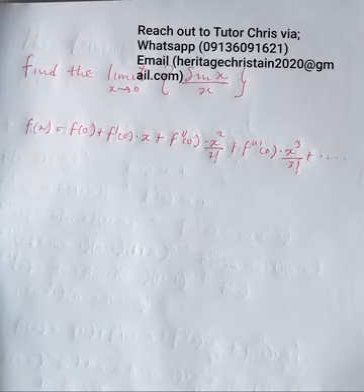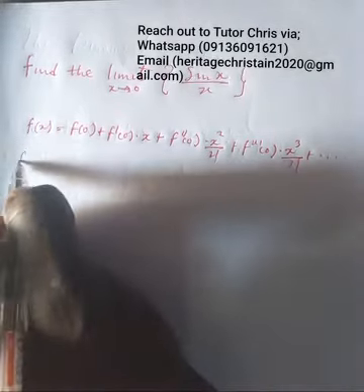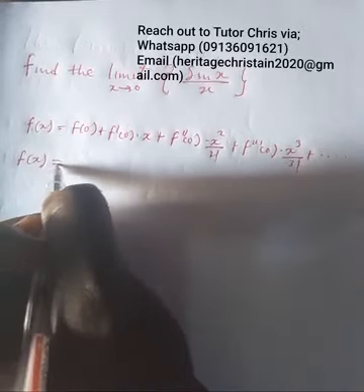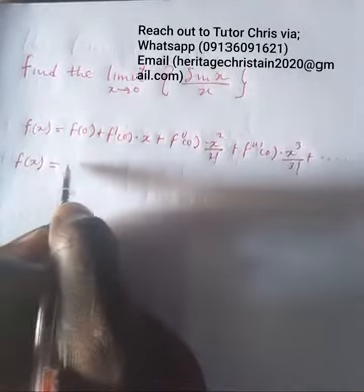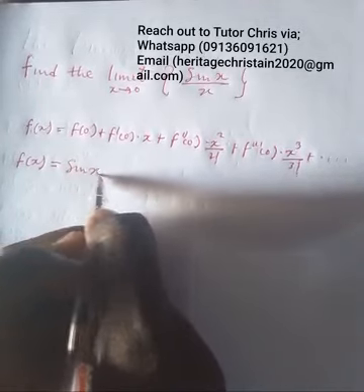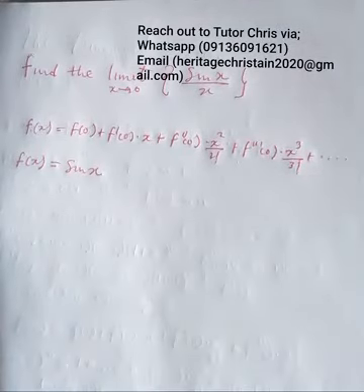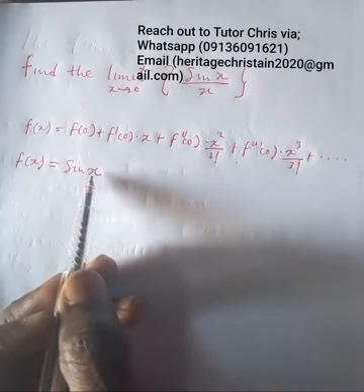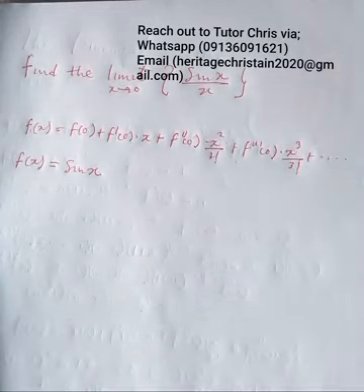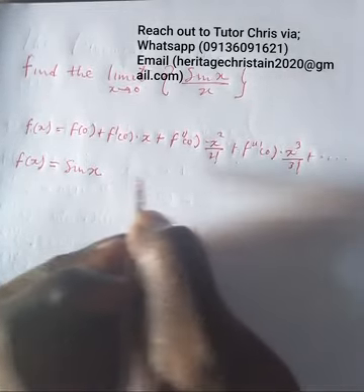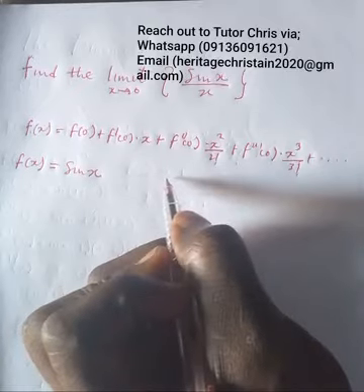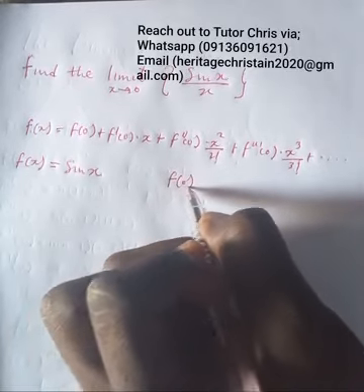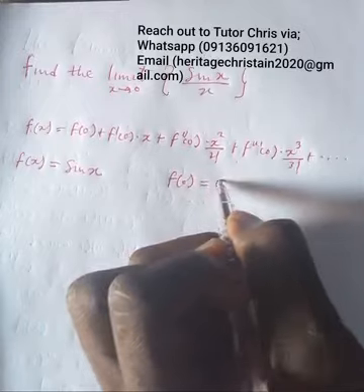Now, in this case, of course, our f of x is equal to sine x, because I want to find the series expansion of sine x. That's what I want to find. That's why my f of x equals that. And then I need to look for f of 0, and f of 0 will be sine 0, and sine 0 equals 0.